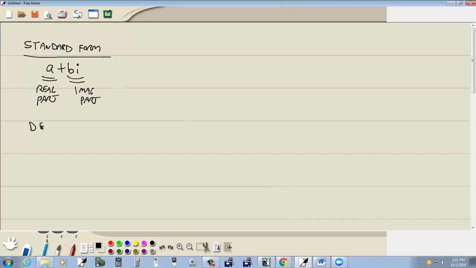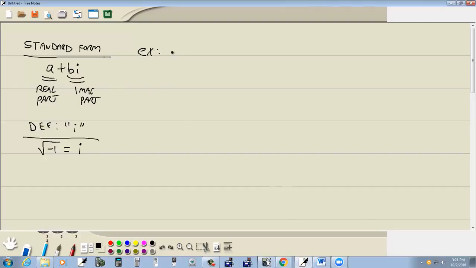Now if you're wondering, what is an i? Our definition of i is whenever you have a square root of -1, that's what gives you an i. Even more than that, anytime you have a -1 inside of a radical with an even index, it gives you an i.